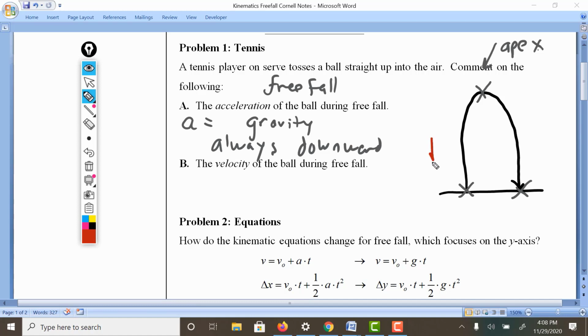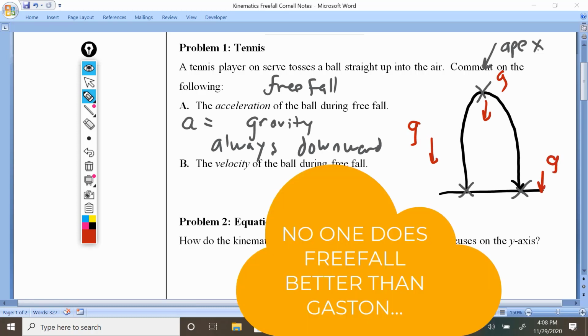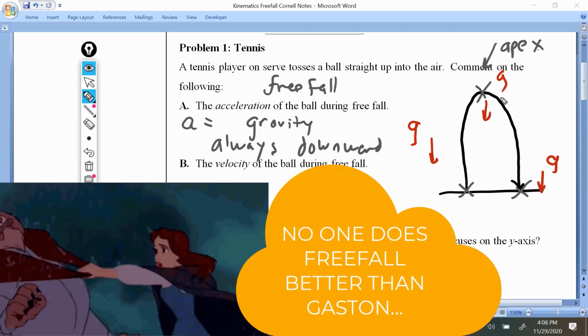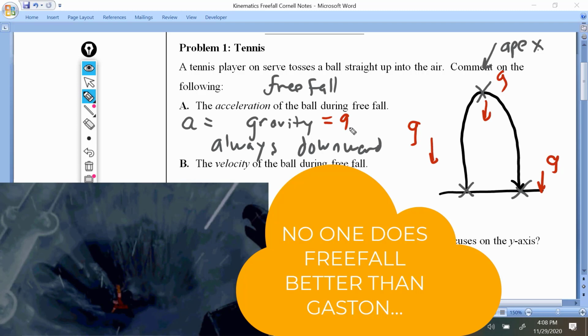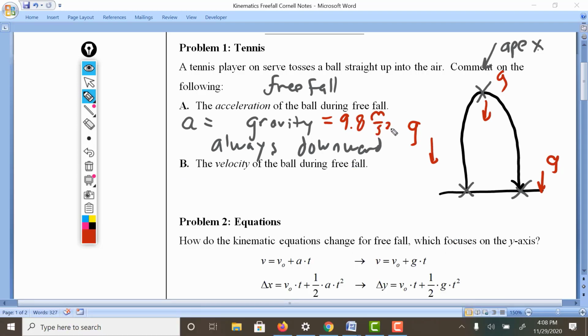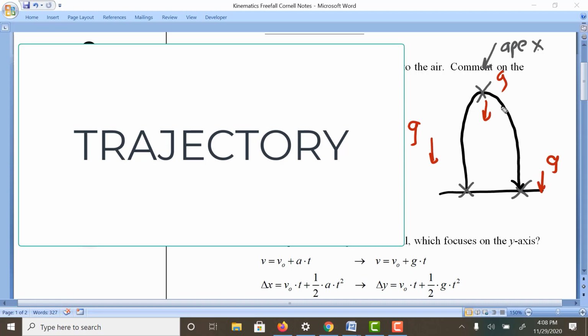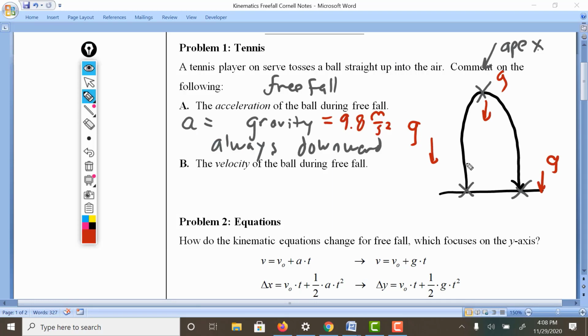Gravity is pushing down at the beginning, gravity is pushing down at the top, gravity is pushing down at the end. Gravity is always pushing down, and gravity is constant. It's going to be 9.8 meters per second squared. So regardless of where you are in this whole trajectory, right? Trajectory is the path that an object takes as it flies through the air. Throughout the whole trajectory of this tennis ball, the acceleration will only be gravity because it's a simple ball.